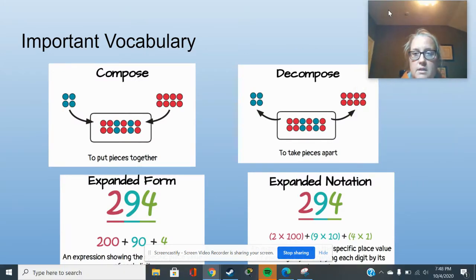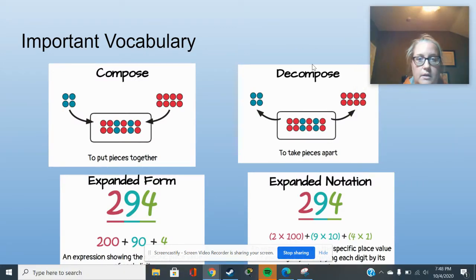So the first thing we're going to do is look at some vocabulary. These are important words that can help us with our learning for today. The first word we have is compose. When you compose, you put pieces together. So I want you to do this with me. Say compose, put together. Compose, put together. Let's do it one more time. Compose, put together.